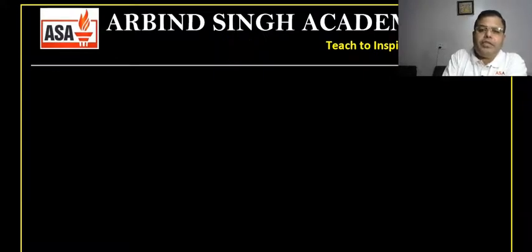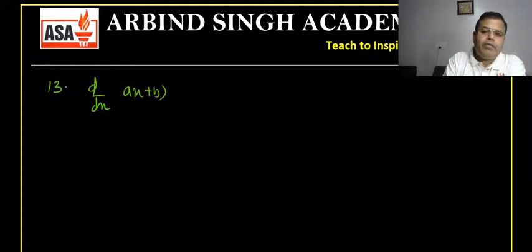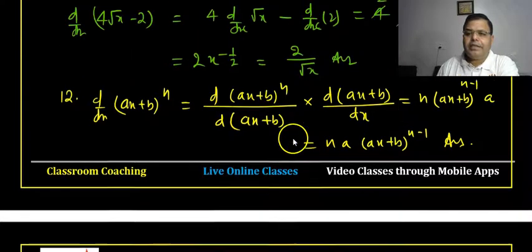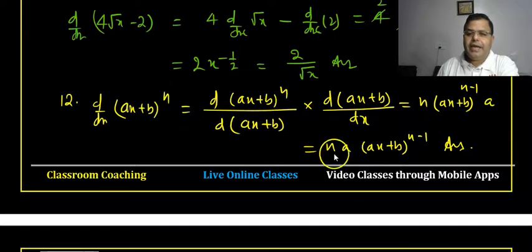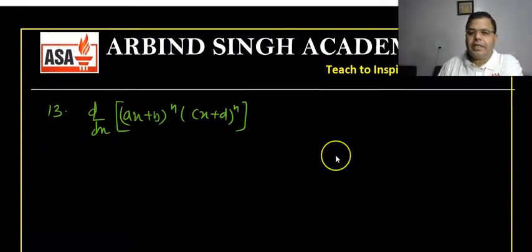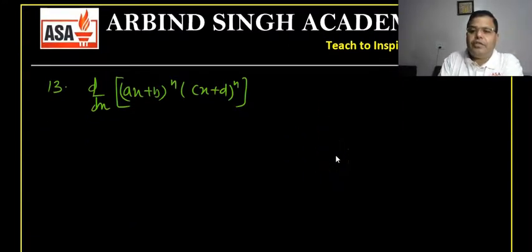Now let us see question number 13. The 13 is given that d by dx of, that is the derivative of, we have to calculate (ax plus b) whole to the power n into (cx plus d) whole to the power n. You can memorize this as a formula, that the derivative of this is n times (ax plus b) to the power n minus 1 multiplied by the coefficient of x, that is a here. So similarly, here you can also use this concept, and you can deal with it using the product rule.